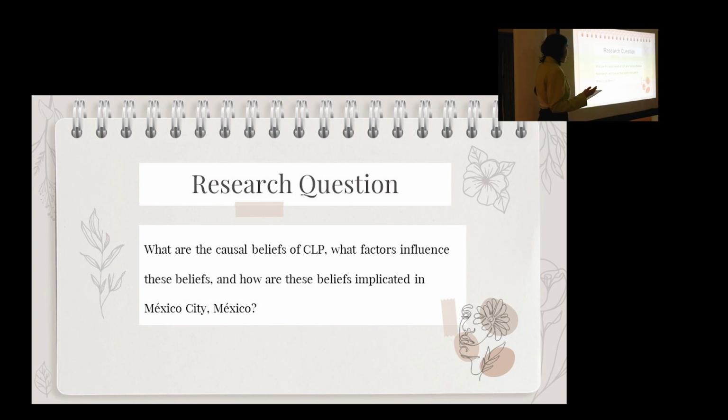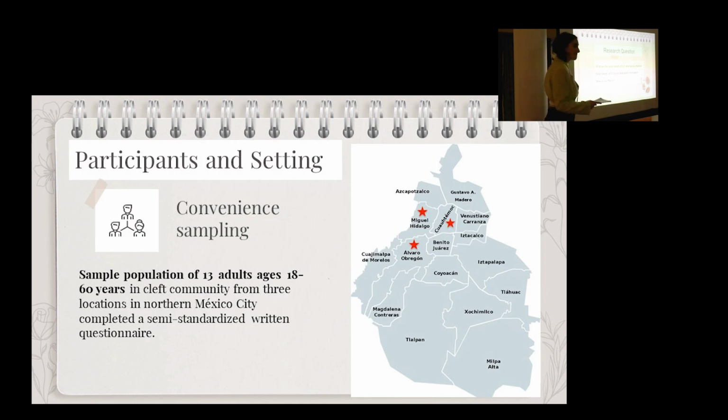And so I really hope to use this research to alleviate and address the social and physical burdens that come with the condition, ultimately to improve the lives of those with the condition. And I want to do this through a multicultural perspective, understanding the various cultural systems that might not be spoken about openly but are still really entrenched within these communities. My question is, what are the causal beliefs of CLP? What factors influence these beliefs, and how are these beliefs implicated today in Mexico City, Mexico?